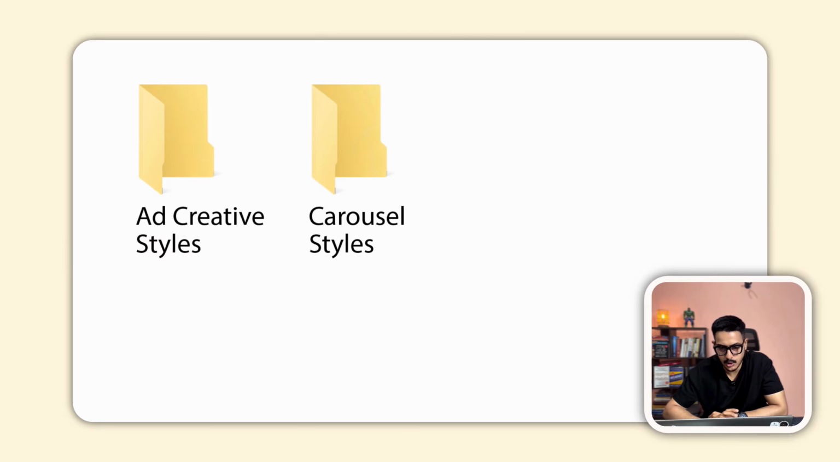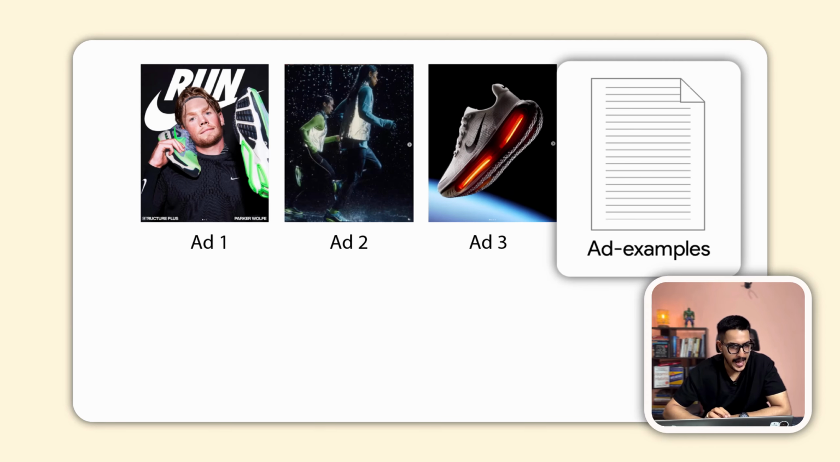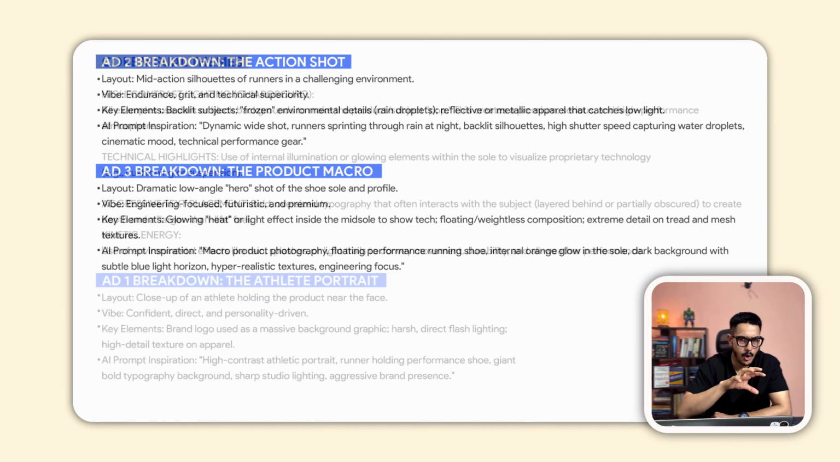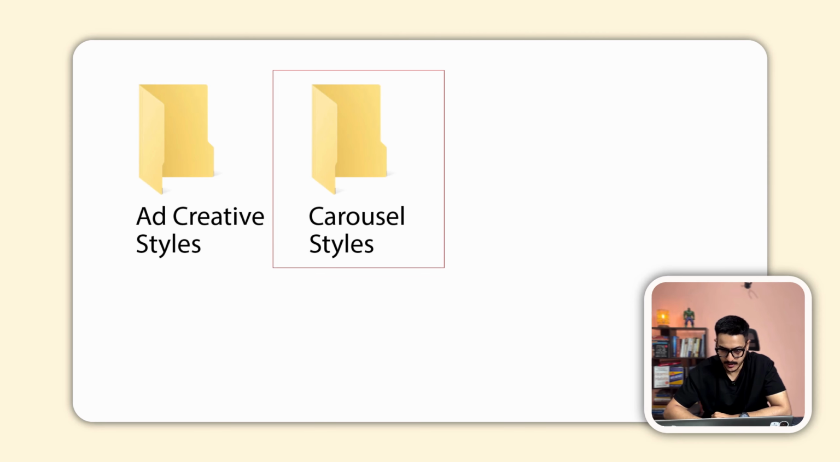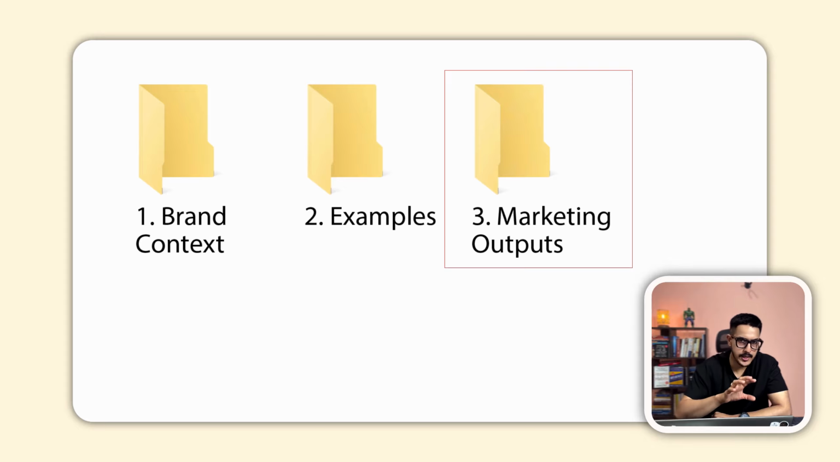Next is the folder called examples. Within this, I have ad creative styles and carousel slides. Let's go to ad creative styles. I've shown here 3 types of ads that I like from other brands, and then I've also explained them in a text file called ad examples. I've explained it in a textual way so that the AI, that Claude Cowork, gets my visuals but also gets to understand them better through this written context brief. Similarly, I have done this for the carousels as well. And number 3 is the folder called marketing outputs. This is where Claude Cowork will store all my outputs.